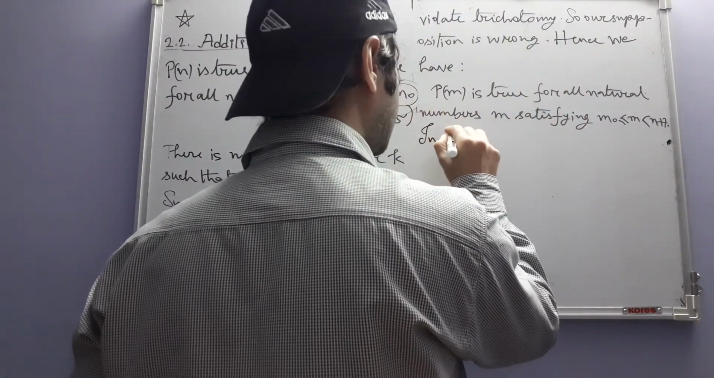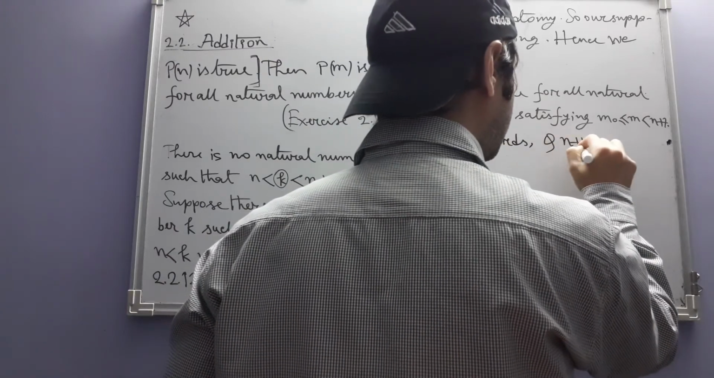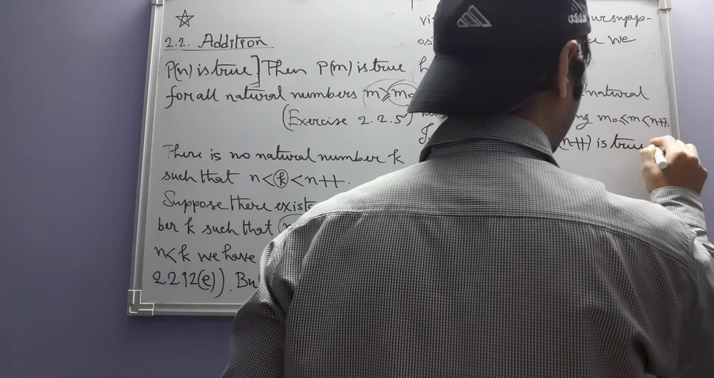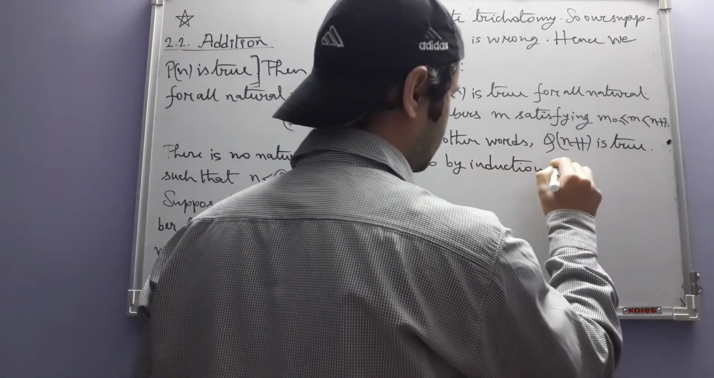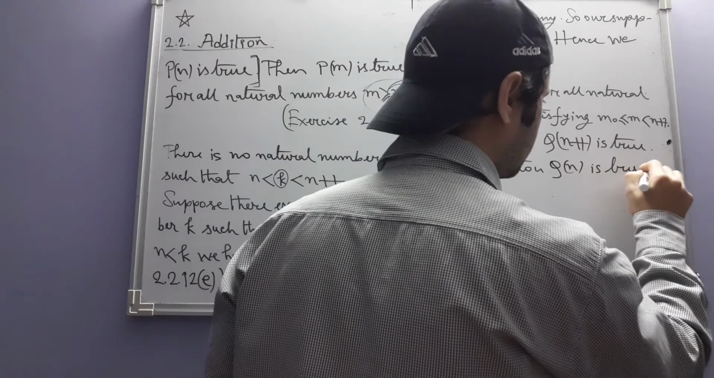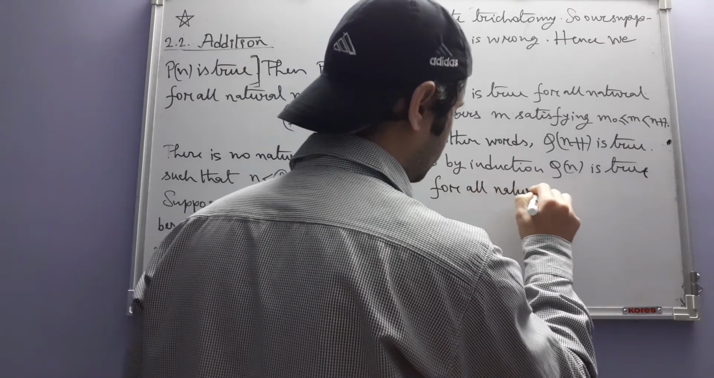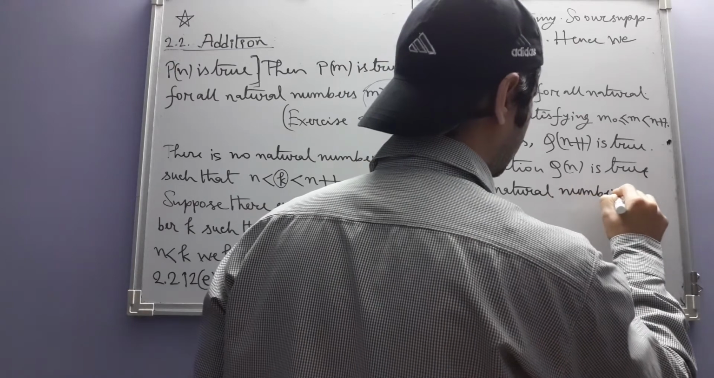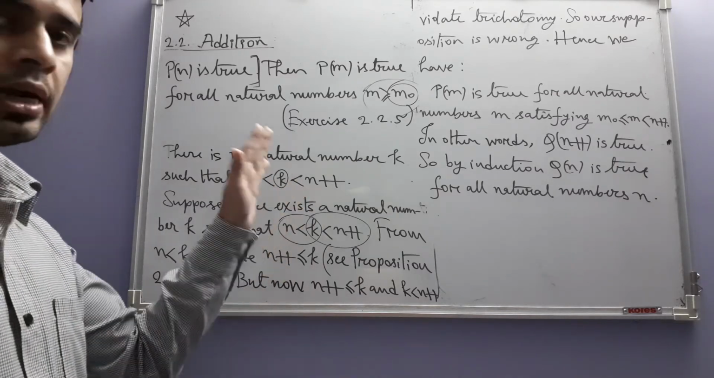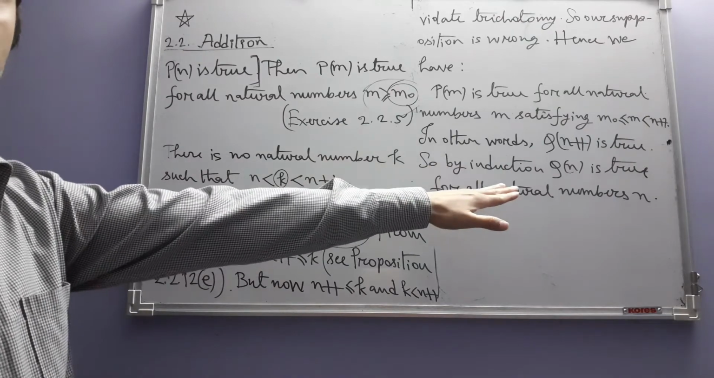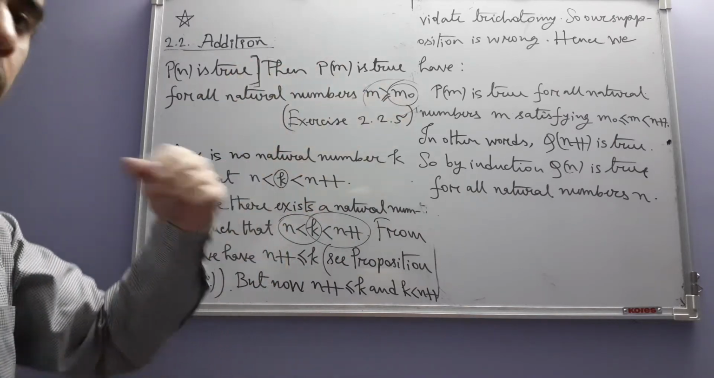In other words, Qn plus plus is true. So by induction, Qn is true for all natural numbers n. Okay, so at the beginning of the proof, we devised our statement Qn, and we have now proved that Qn is true for all natural numbers n, not starting from m naught or anything, but all n.